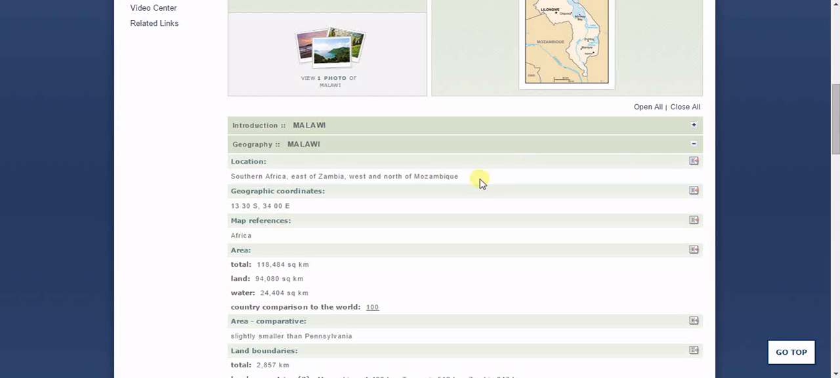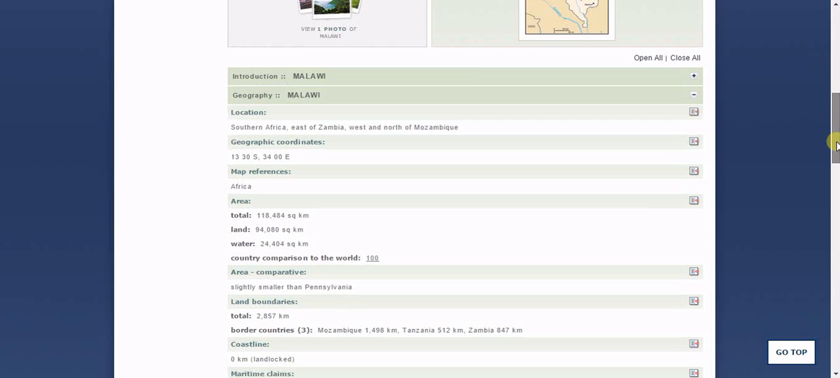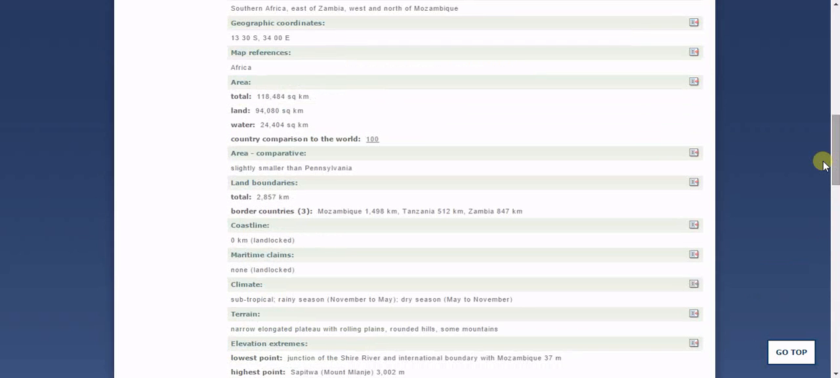This tells you the location, where exactly in Africa it is, what the geographic coordinates are, the total land area. And one of my favorite things they have here is area comparative. Since it's the CIA World Factbook, it's designed for people who are familiar with the United States of America. So it says it's slightly smaller than Pennsylvania. That tells me that it's larger than the state I'm in, but a little smaller than Pennsylvania. So it gives me a rough idea about how big it is.